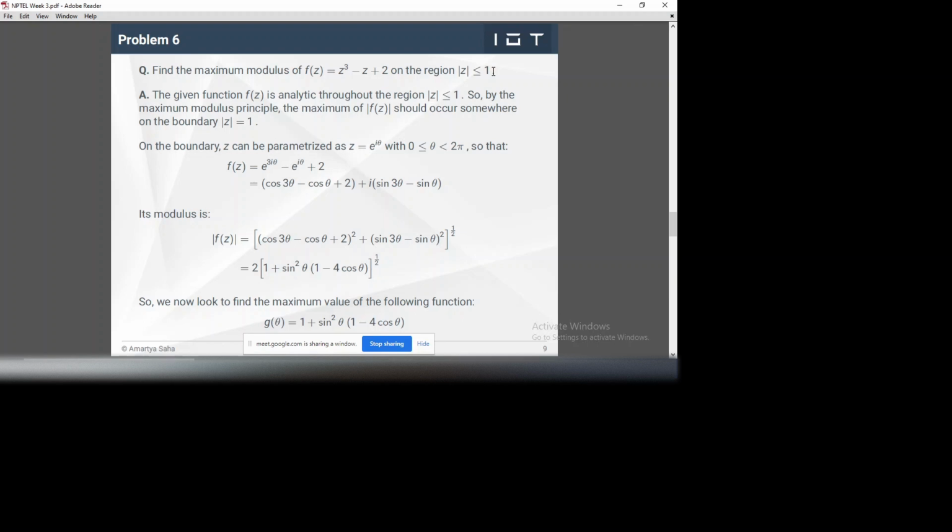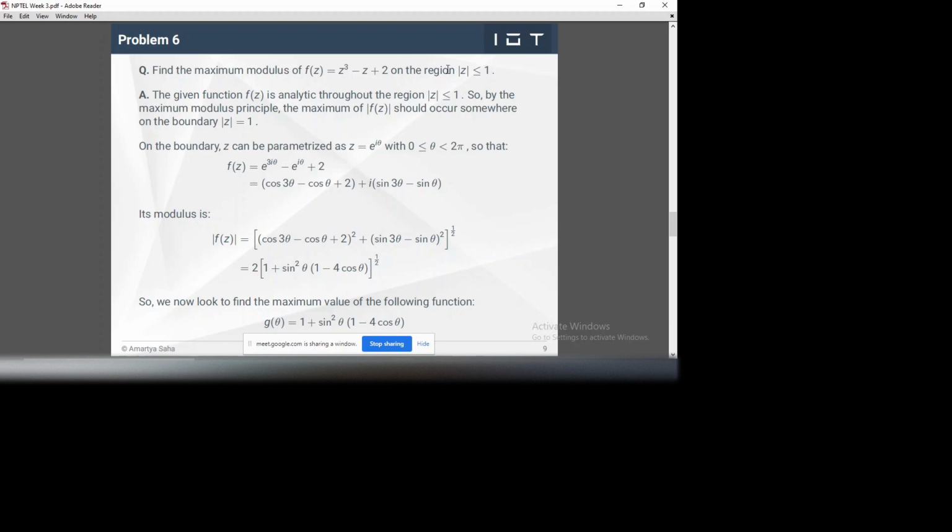Okay. So what does the maximum modulus principle say? It says that if a function is analytic in a given region, the maximum value of the modulus of that function occurs on the boundary and not inside. It has to occur somewhere on the boundary. Similarly, there is also a minimum modulus principle that says that the minimum value of the modulus also has to occur on the boundary, not in the interior region.